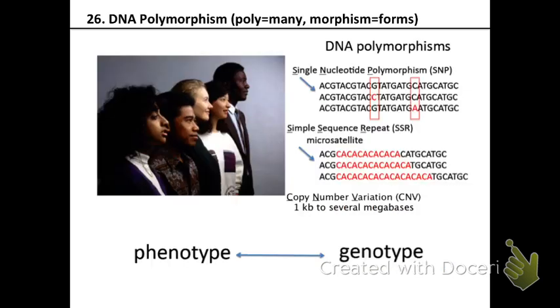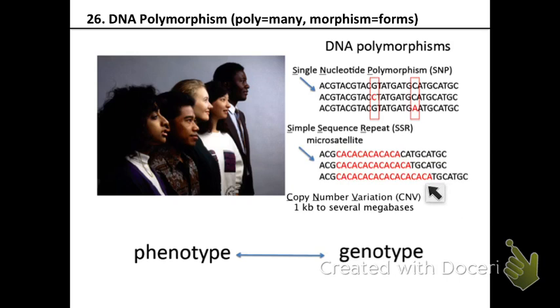Okay, let's first talk about the types of differences between our genome sequences. We call these DNA polymorphisms. Poly means many, morphisms means form. So DNA polymorphisms can come in different flavors. One is called single nucleotide polymorphism, so the difference at one nucleotide locus. There could be differences in simple sequence repeats, microsatellites, so you can have different numbers of microsatellite repeats.